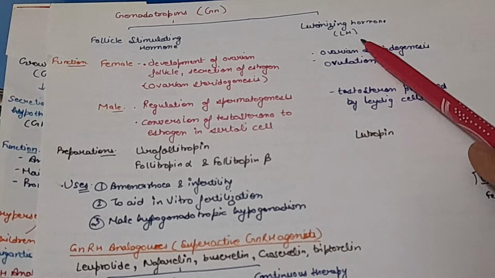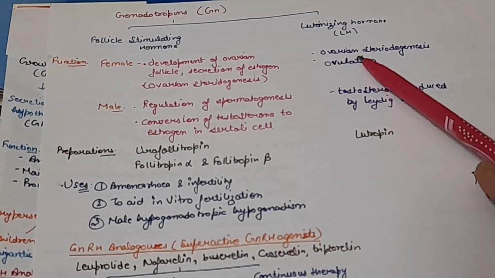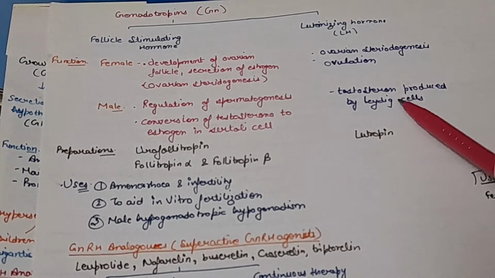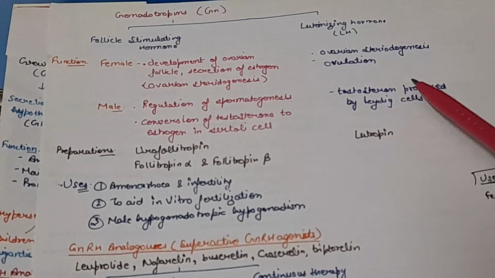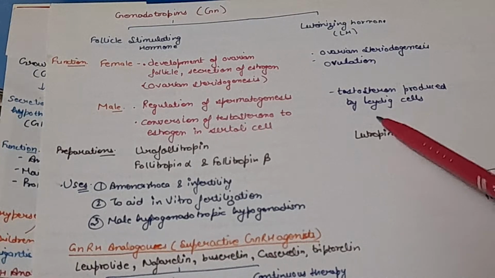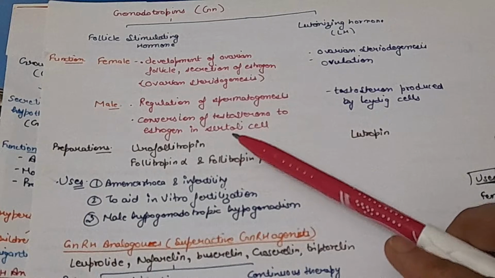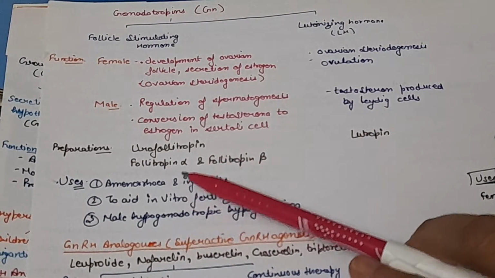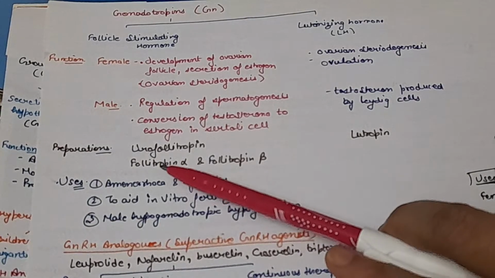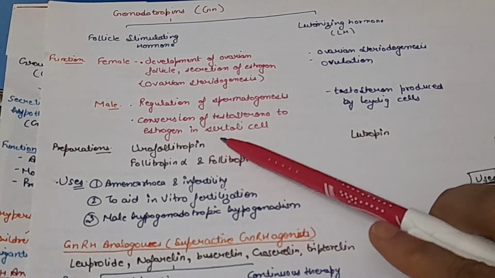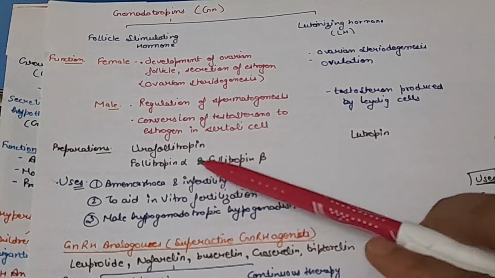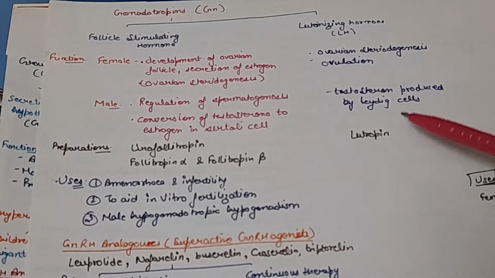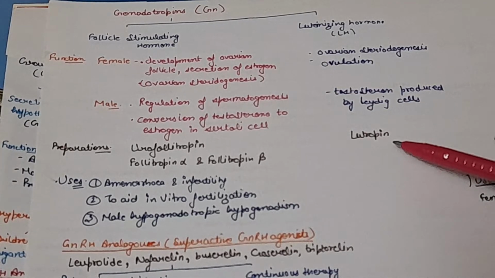Luteinizing hormone, that is LH, has a function in female which is again ovarian steroidogenesis, and it is responsible for ovulation. And in male, LH causes production of testosterone by Leydig cells. The preparations available for FSH are urofollitropin, follitropin alpha and follitropin beta. Urofollitropin is obtained from urine of postmenopausal women, and follitropin alpha and follitropin beta are the recombinant forms of FSH. And the preparation of LH is lutropin, a recombinant form of LH.